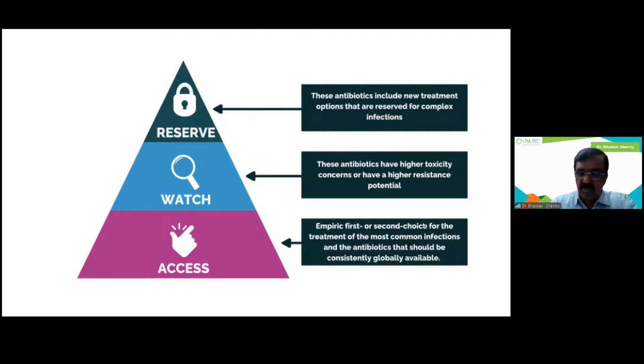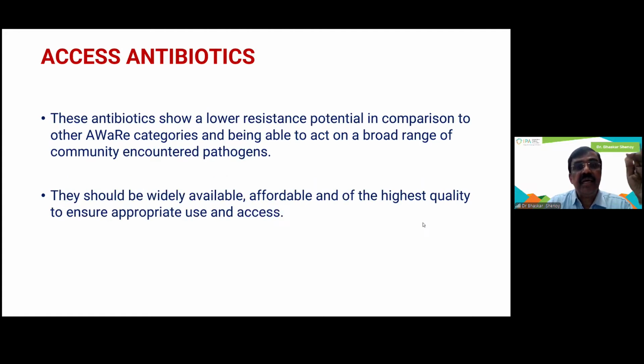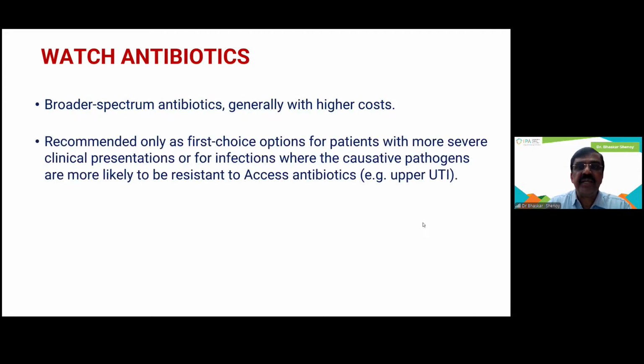This is again a short form of that. It's a pyramid wherein Access antibiotics are available easily and in larger amounts, whereas Reserve is a very small amount and only for complex infections. Access antibiotics are narrow spectrum. They have a lower cost, a good safety profile, and low resistance potential. They are used as first or second line options for common infections, and they should be widely available, affordable, and of good quality. Watch antibiotics are broader spectrum. They are a little costlier than the first group.